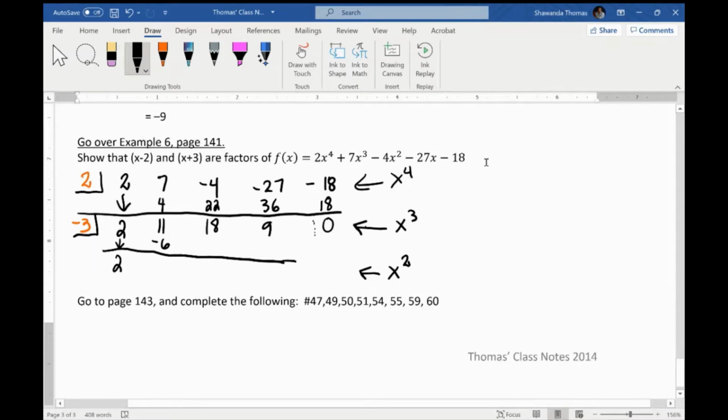All right. What's the next number we're going to write down? 5. Yep, because we add 11 and negative 6. What's the next number? Negative 15. Yep, negative 15 because we multiply 5 times negative 3. What's the next number? 3, because 18 plus a negative 15 is 3. What's the next number? Negative 9, because 3 times a negative 3 is negative 9. Last number? 0. We did it right.